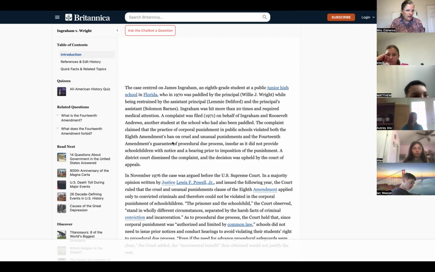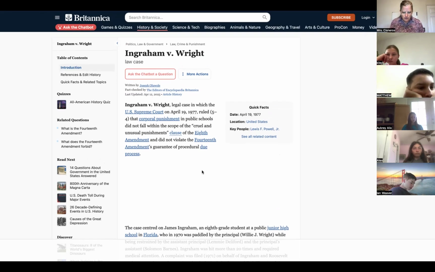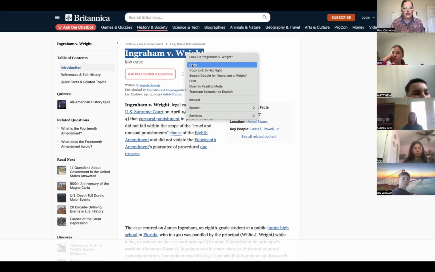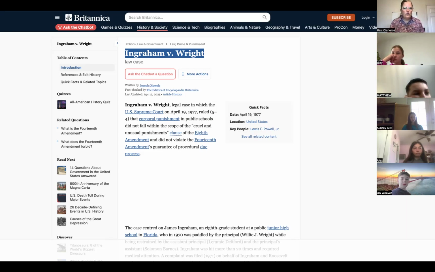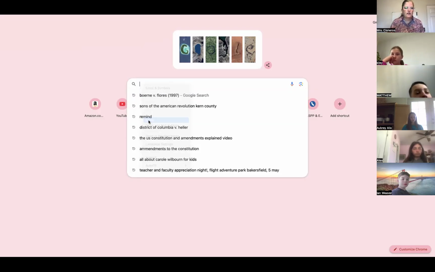So this is interesting. If you like this one, then what you would do is star it, save this page, because this is how you save your bookmark. And then you can highlight the case like this, Ingram v. Wright. Those are the last names of the two people in the case. And then you would copy that and open up a new tab for Google, paste it inside the search like this, and enter.